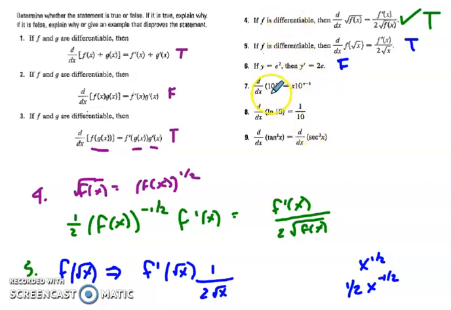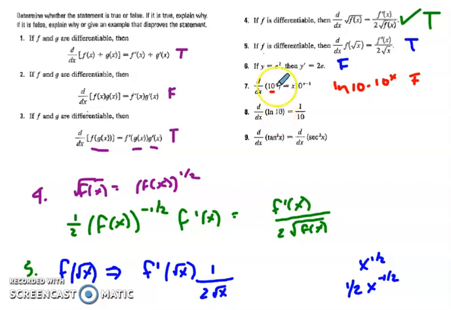Next, the derivative of 10 to the x. They are using the power rule here. Cannot use the power rule because the base is a number. This is an exponential function. So the derivative of 10 to the x is the ln of 10 times 10 to the x. So this, in fact, is false. 8, very similar to 6.